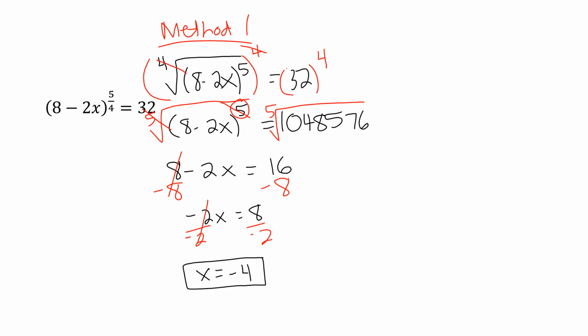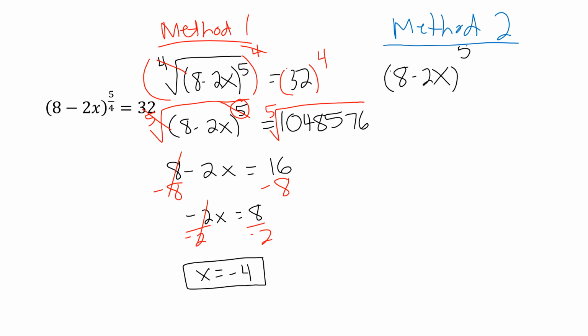Now, method number 2 is going to be very similar. The only difference is we're going to leave our exponent there. So the original problem was 8 minus 2x to the 5/4 power equals 32. Rather than changing it to a radical and getting rid of one thing at a time, we're going to get rid of this exponent all at once.